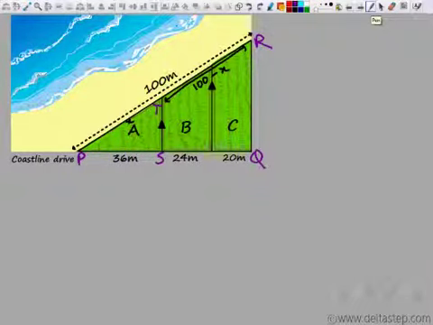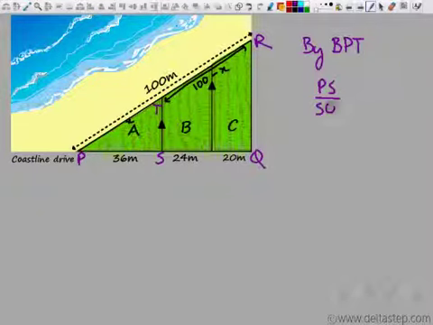So we have this triangle PQR, and there's this line ST, which is parallel to one of the sides of the triangle PQR, which is QR. So ST is parallel to QR, so I can apply the basic proportionality theorem. So I can say that by BPT, which is the basic proportionality theorem, PS by SQ should be equal to PT by TR.